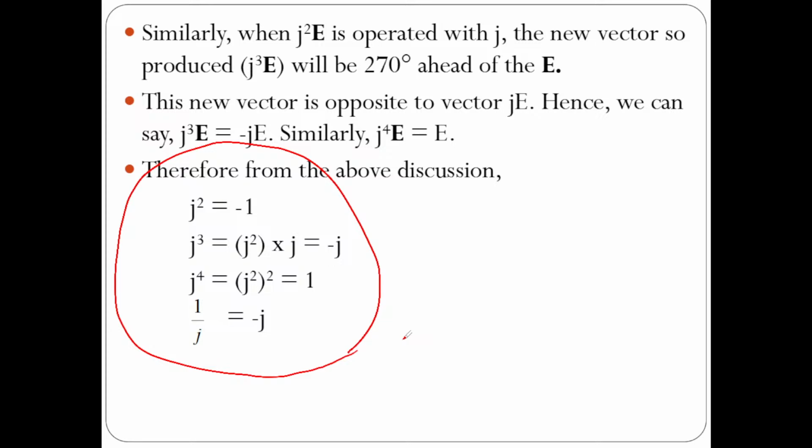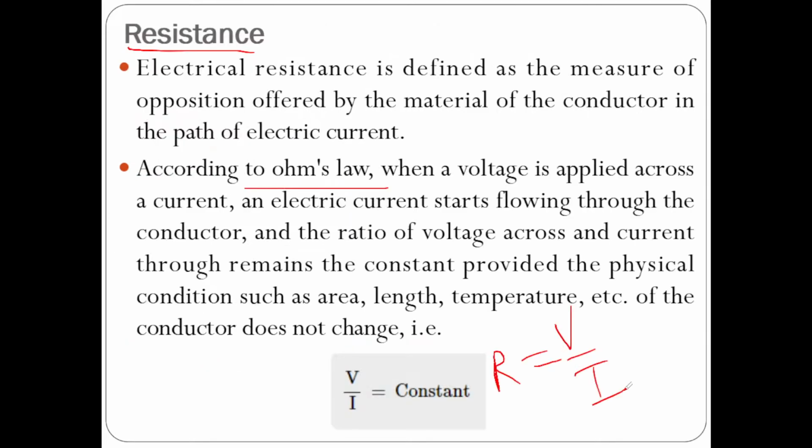Now let us see what is meant by resistance. Resistance is the property of a conductor to oppose the flow of current. According to Ohm's law, resistance is the ratio of voltage and current. We already know Ohm's law, so I am not going to discuss it. R is equal to V by I. R is the notation of resistance, and the unit is ohms.